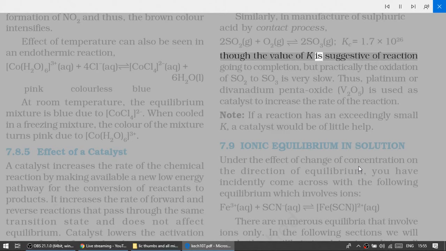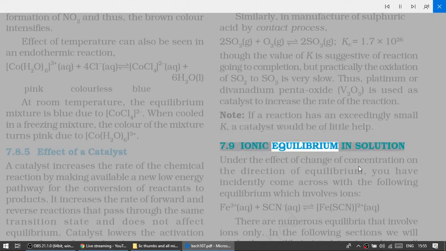10^26. Though the value of K is suggestive of the reaction going to completion, practically the oxidation of SO2 to SO3 is very slow. Thus, platinum or divanadium pentaoxide, V2O5, is used as a catalyst to increase the rate of the reaction. Note: if a reaction has an exceedingly small K, a catalyst would be of little help.